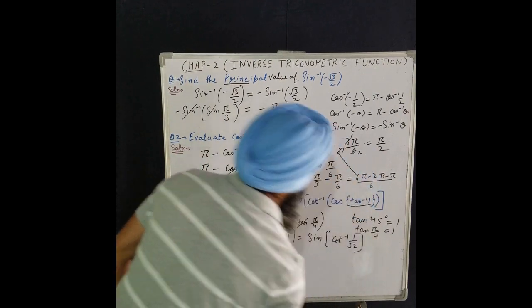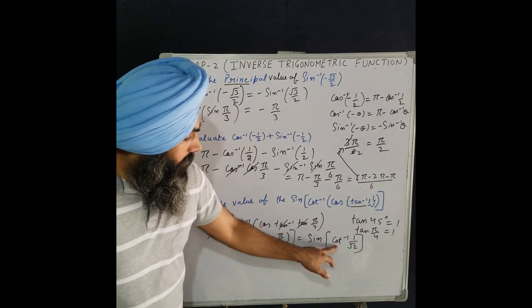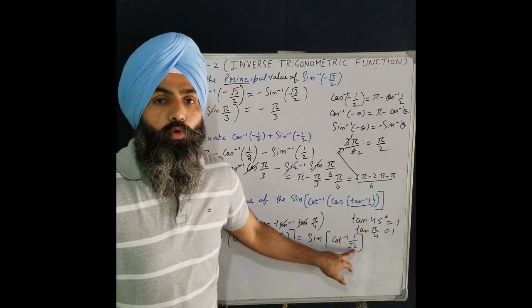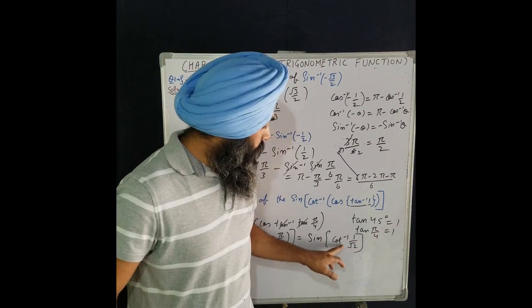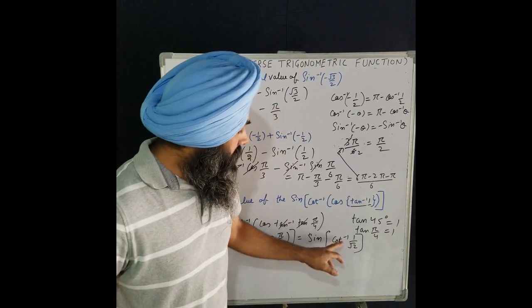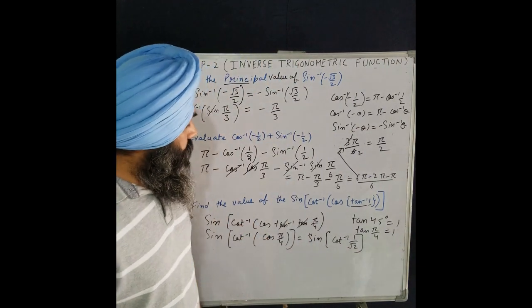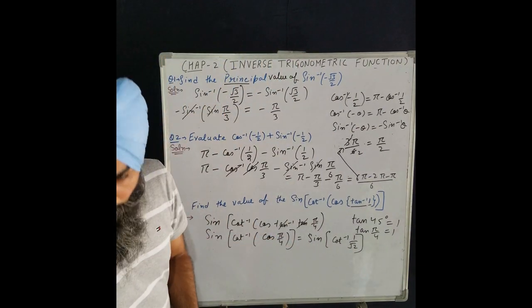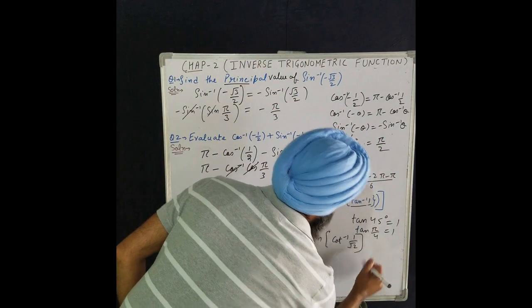Now beta, if you try to evaluate the value of cot inverse 1 by under 2 from the table, this is not possible because cot inverse never comes out to be 1 upon under 2. So how can we solve this question? We have to form a triangle beta. To solve this, you have to form a triangle.